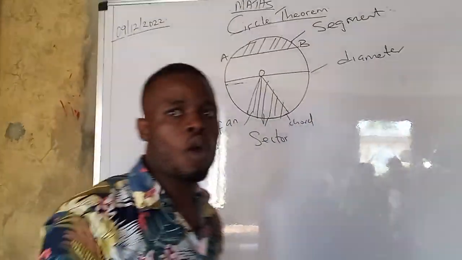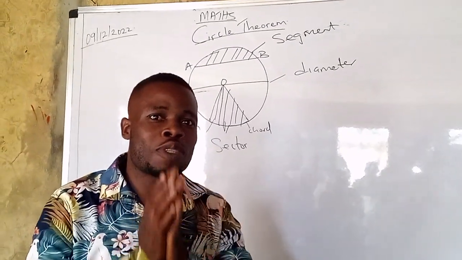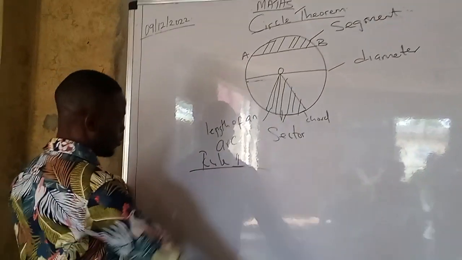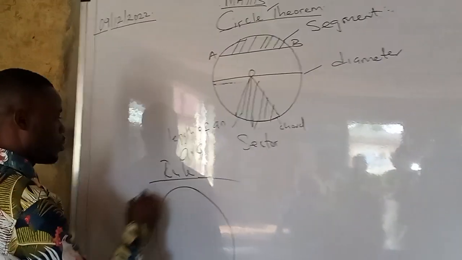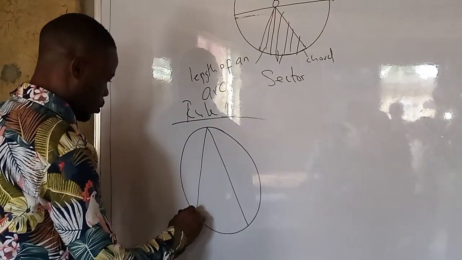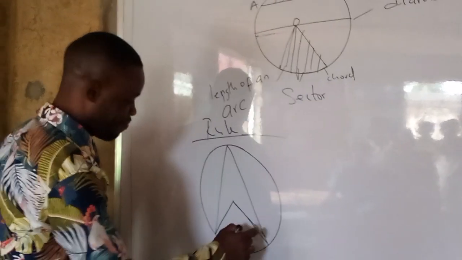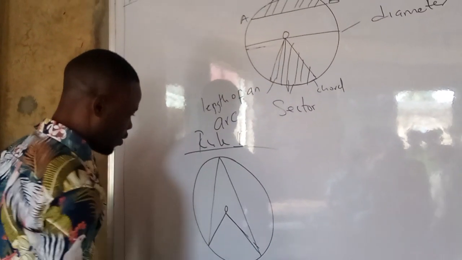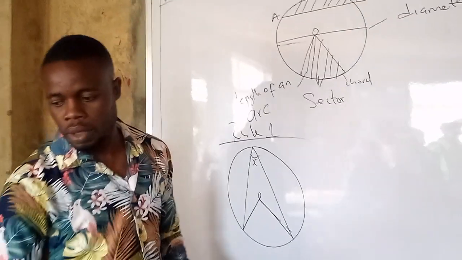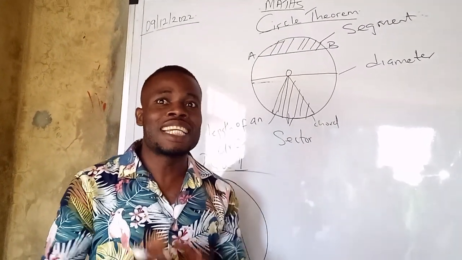We need to understand rule 1 of circle theorem. That is the first principle we need to understand. So rule 1: the angle at the center of a circle is twice the angle at the circumference.